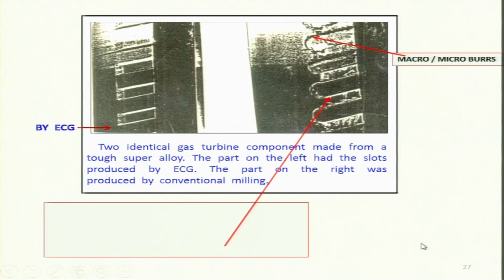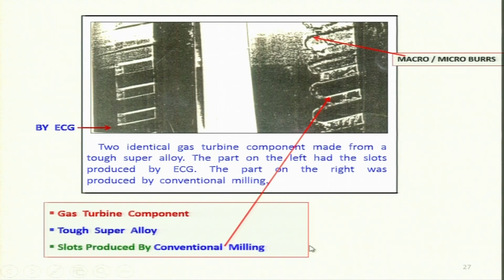Now this I have shown to you in the ECG also, electrochemical grinding part also, because this is the part performed by ECG and this is the part machined by milling, where you have the burrs, micro burrs and scratches and rough surfaces. Gas turbine component, tough superalloys and slot produced by conventional milling over here. So under these conditions you will definitely require electrochemical deburring, or for that matter you can use other deburring methods also, but electrochemical deburring has its own merits and demerits. We will see some of them.